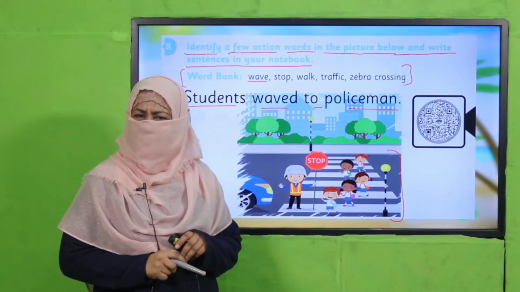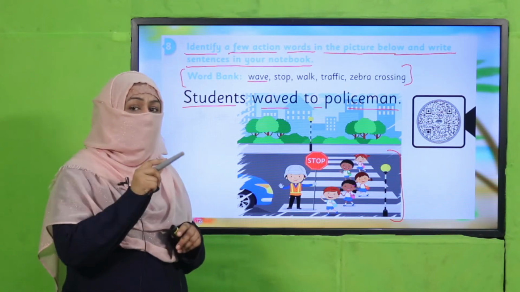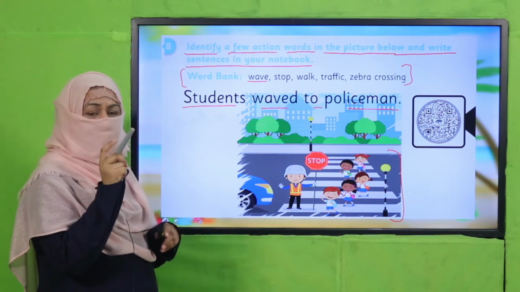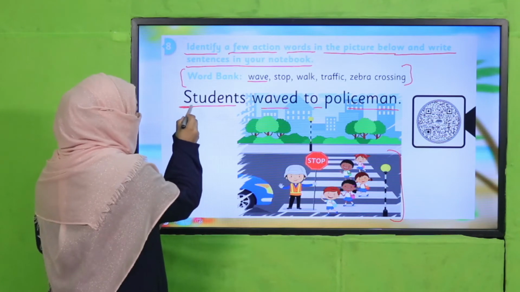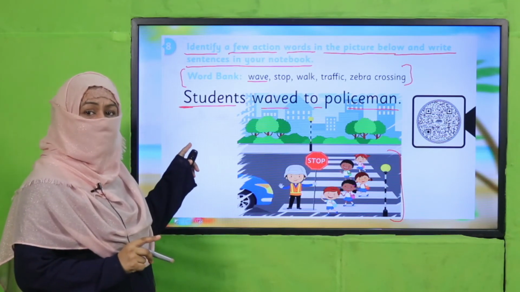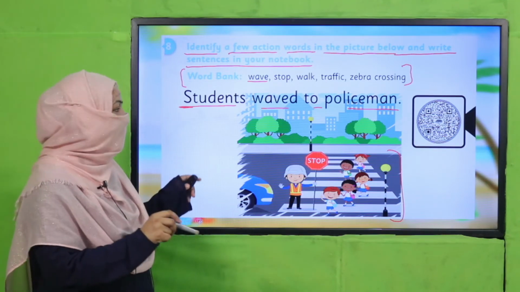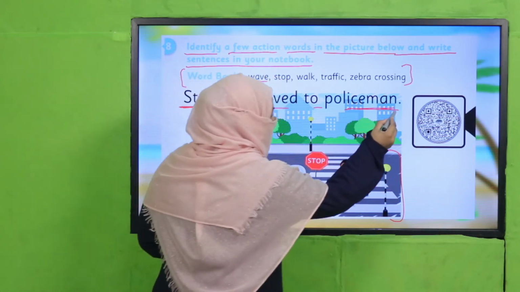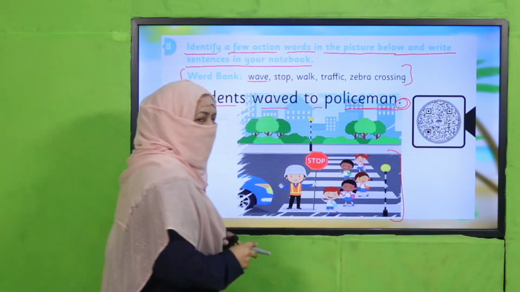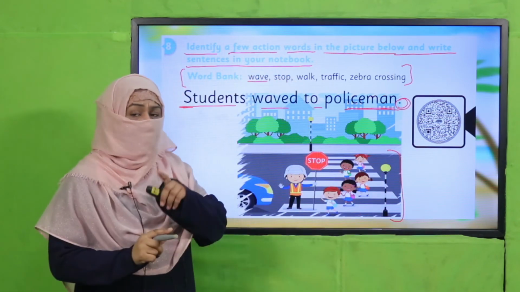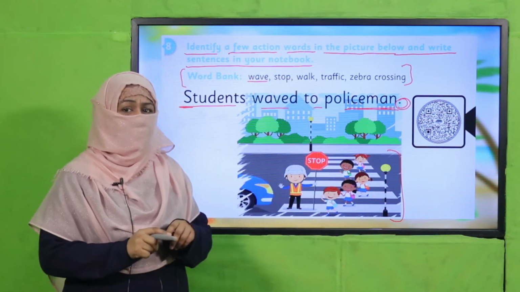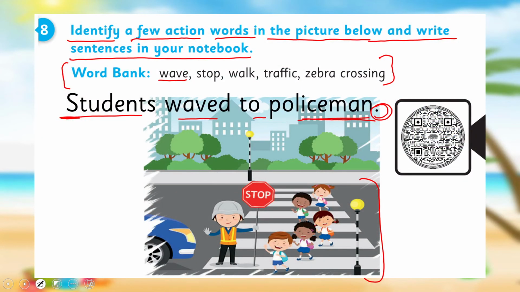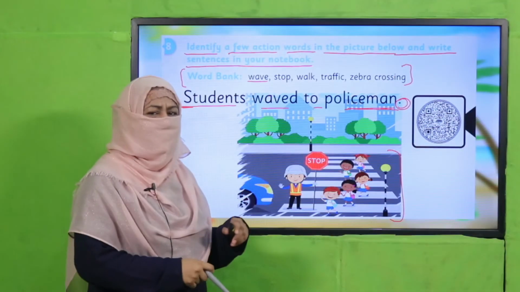Yes, my dear children, are you done with it? Good job. And I hope while writing, you have to be careful about your punctuation. This S, because it's the first letter of the sentence, it should be capital, and it's a simple affirmative sentence, so we have to put a full stop. So are you done with the correct punctuation? Check your work. Pause the video. Check your punctuations. Did you do it correct? Good job. My children are smart.